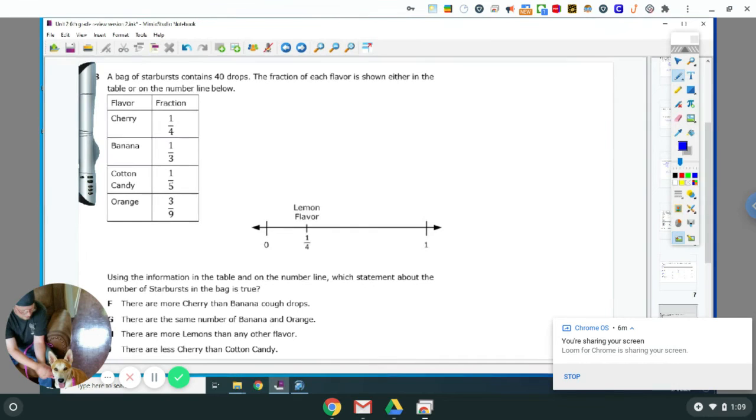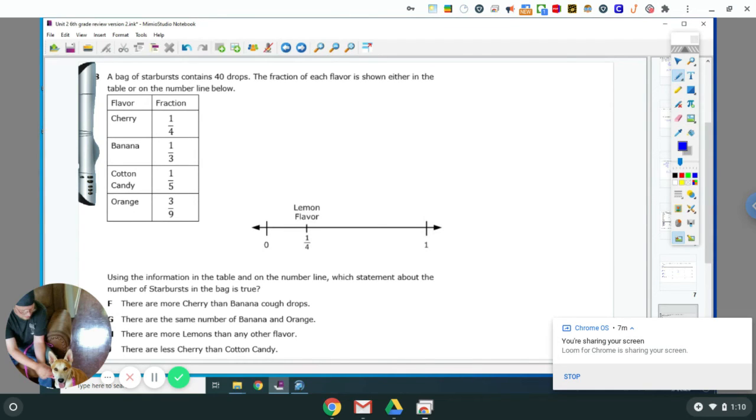All right, number 8. A bag of Starburst contains 40 drops. The fraction of each flavor is shown either in the table or on the number line below. Use the information in the table and the number line. Which statement about the number of Starburst in the bag is true? All right, so I'm just going to read through the statements to see if I can compare them without changing them to decimals. If not, we'll work through that.